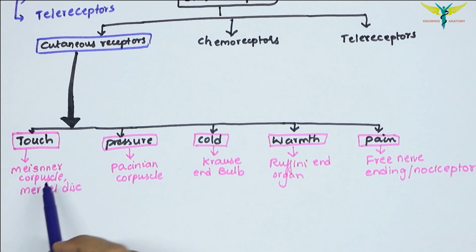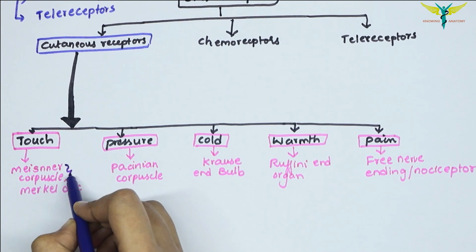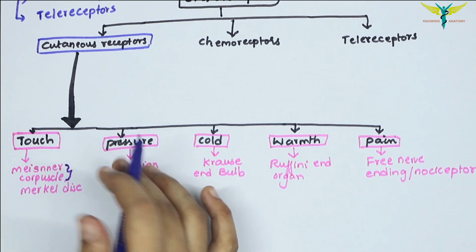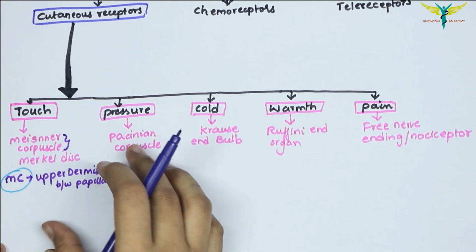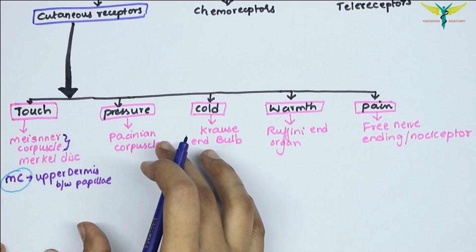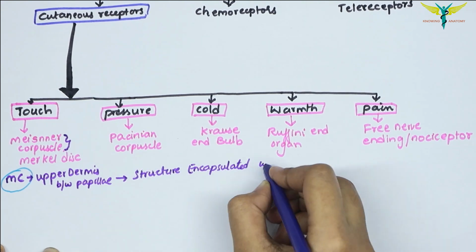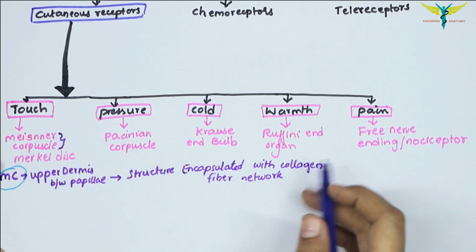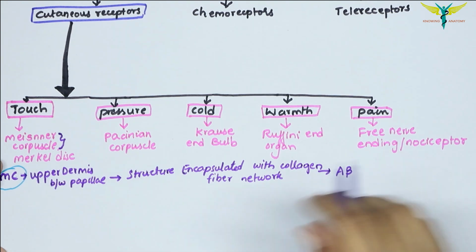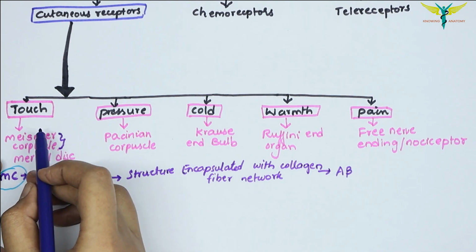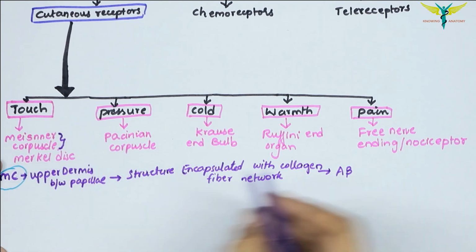Now let's know about the Meissner corpuscle. The Meissner corpuscles are situated in the upper dermis between the papillae, and the structure is encapsulated with a collagen fiber network. The type of nerve fiber present in the Meissner's corpuscle is the A beta type, and the sensation is touch, that is touch dynamic pressure.